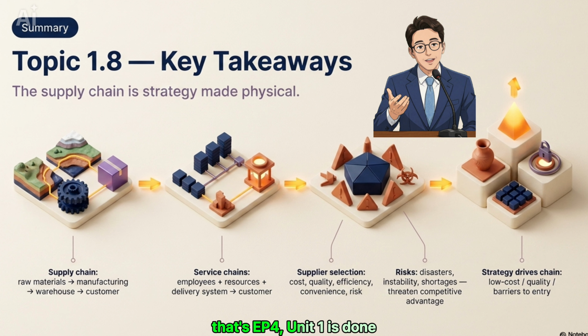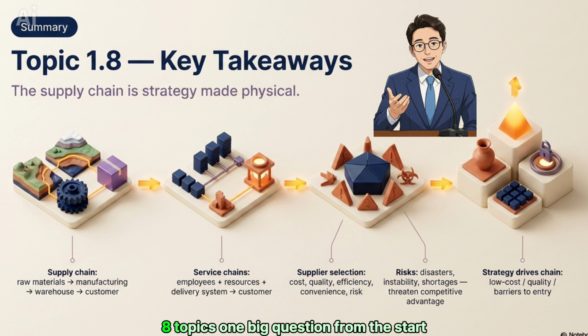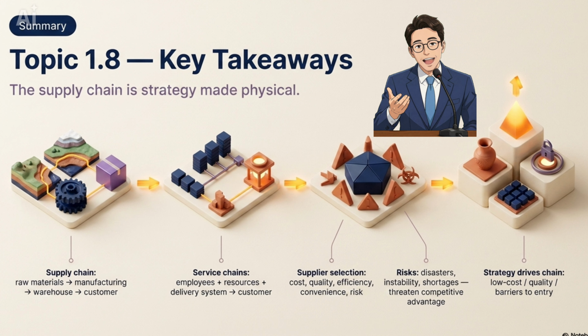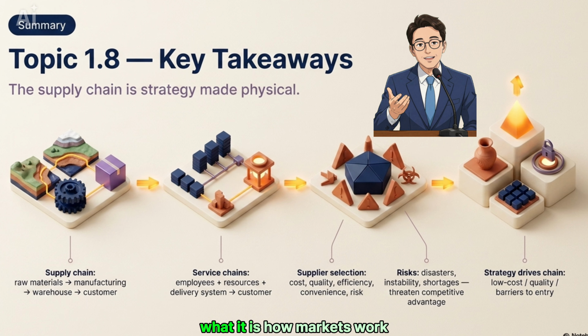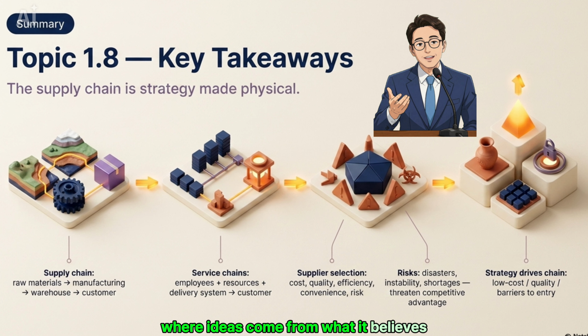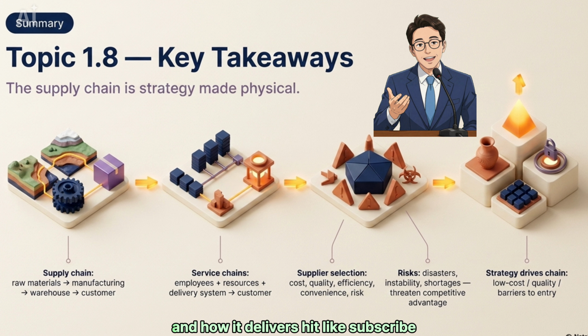That's EP4. Unit 1 is done. 8 topics. One big question from the start. How does a business survive and win? Now you have the full answer. What it is, how markets work, what shapes the environment, where ideas come from, what it believes, how it behaves, how it's structured, and how it delivers.